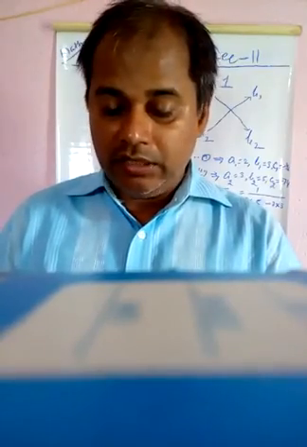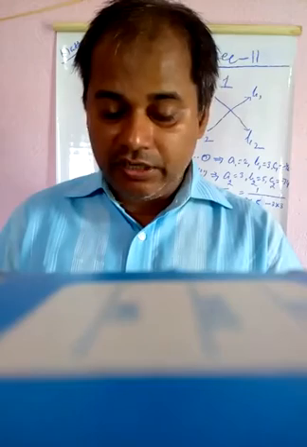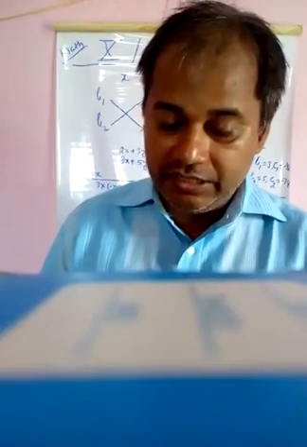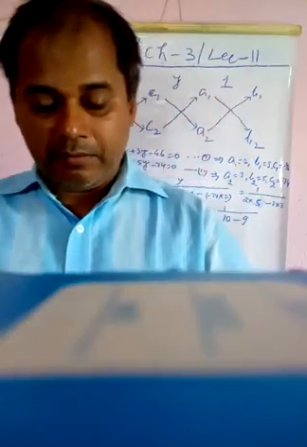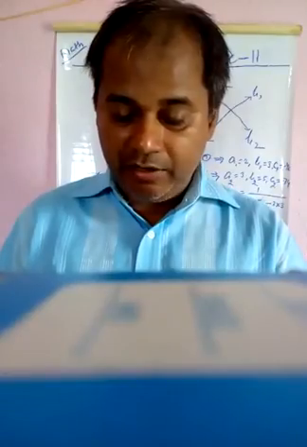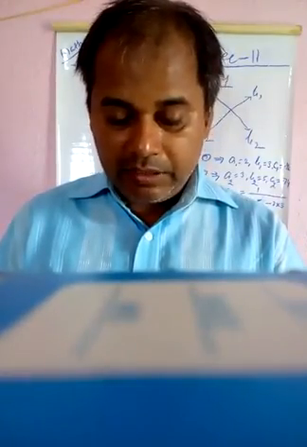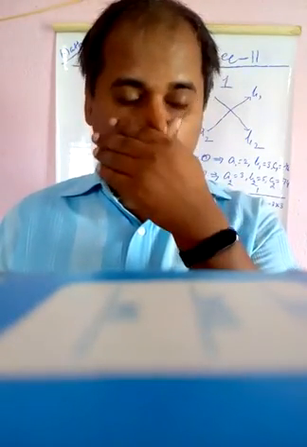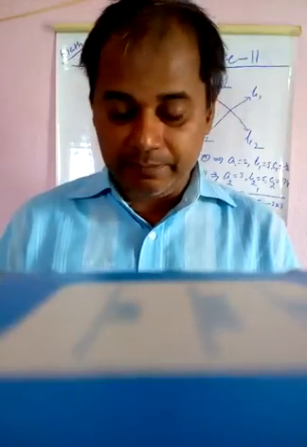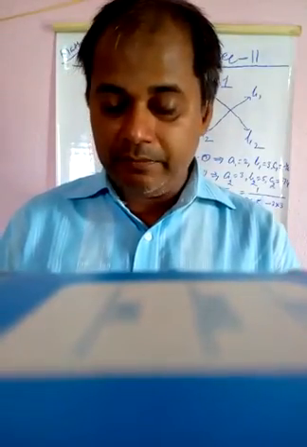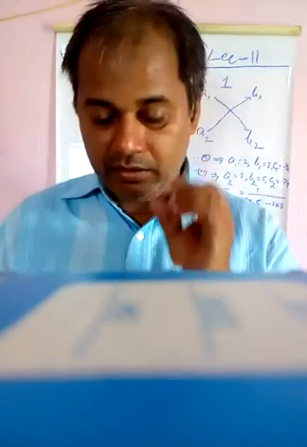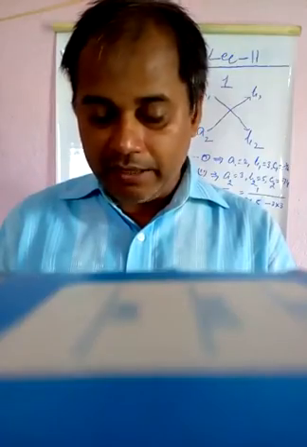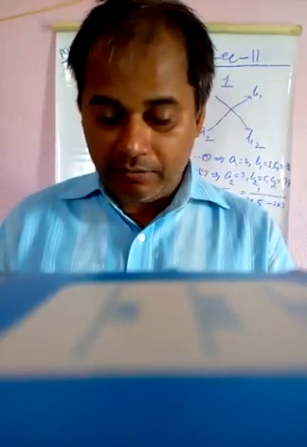Solution: let the speed of boat in still water be x km per hour and the speed of the stream be y km per hour. Then the speed of the boat downstream is x plus y km per hour. That means the speed of the boat plus the speed of the stream. This is the downstream speed, and the speed of the boat upstream will be x minus y km per hour.